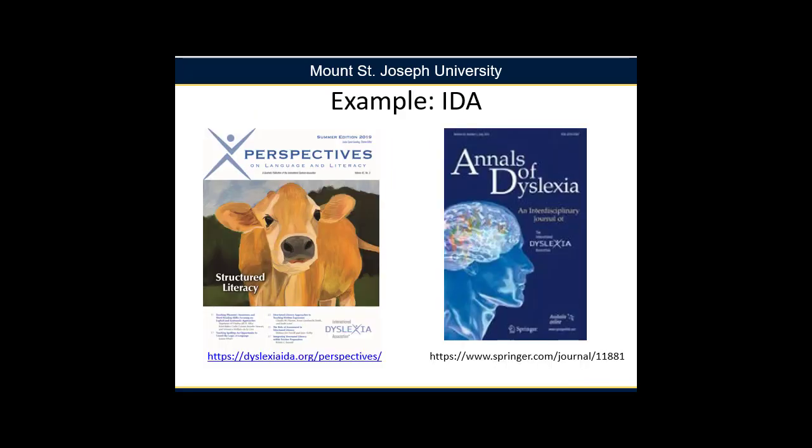The first thing I want to go over is a publication versus a journal, and how these differ in terms of their review process and what they publish. Most professional organizations have both a publication and a journal. As an example, I am showing you the International Dyslexia Association's publication, Perspectives on Language and Literacy, and their journal, Annals of Dyslexia. The publication is free to all members and is published quarterly and features practical articles for educators and other professionals dedicated to the identification and intervention of dyslexia and other related learning differences.